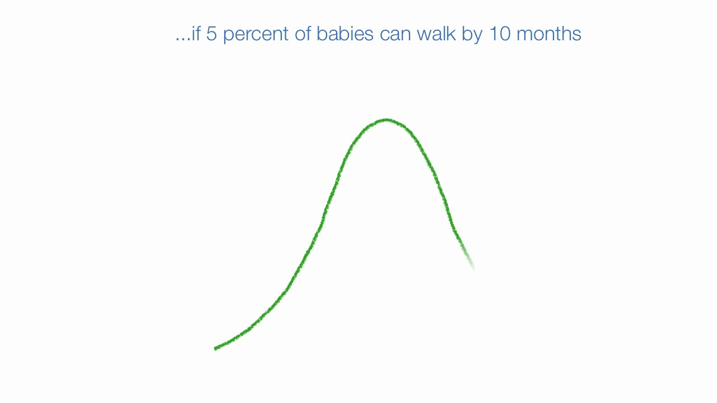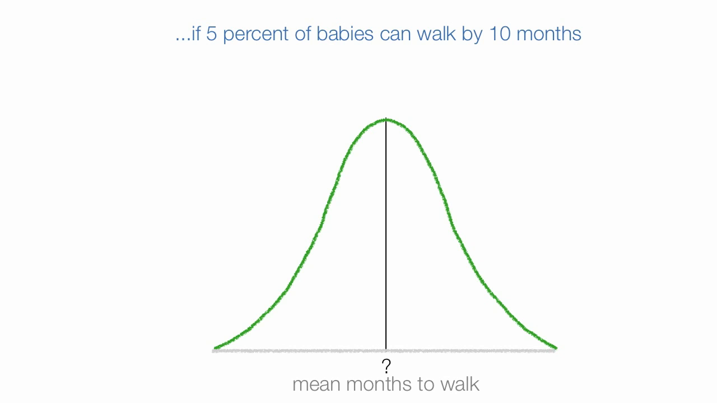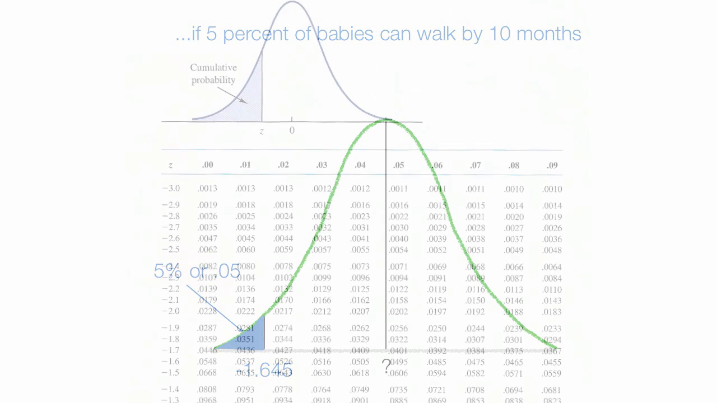Let's start with the first question. Draw a bell curve, and along the x-axis is the months to walk. In the middle we have the mean, but we don't know what it is, and that would be mean months to walk for babies. So we have to find 5% of the area under the curve. And at that point, what is the associated z-score? It turns out to be negative 1.645. Now I'm going to tell you how I got that.